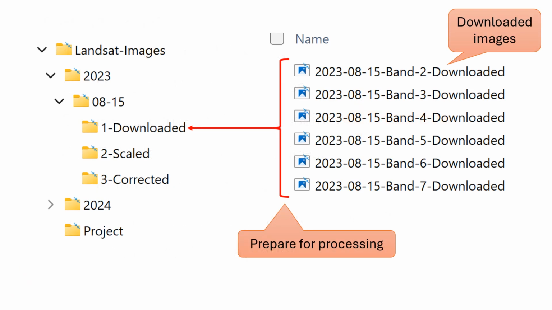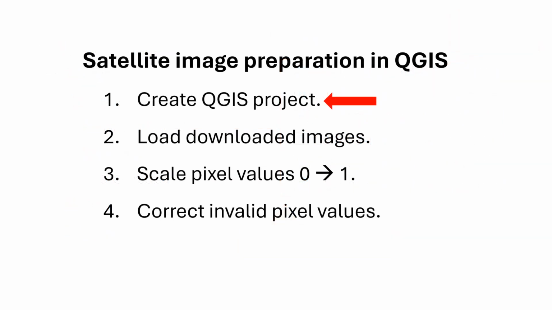Our last tutorial left off with a folder containing 6 downloaded Landsat images. We will now prepare these images for processing by follow-on tutorials. Here are the steps for preparing our images, starting with creation of a QGIS project with image groups and support maps.